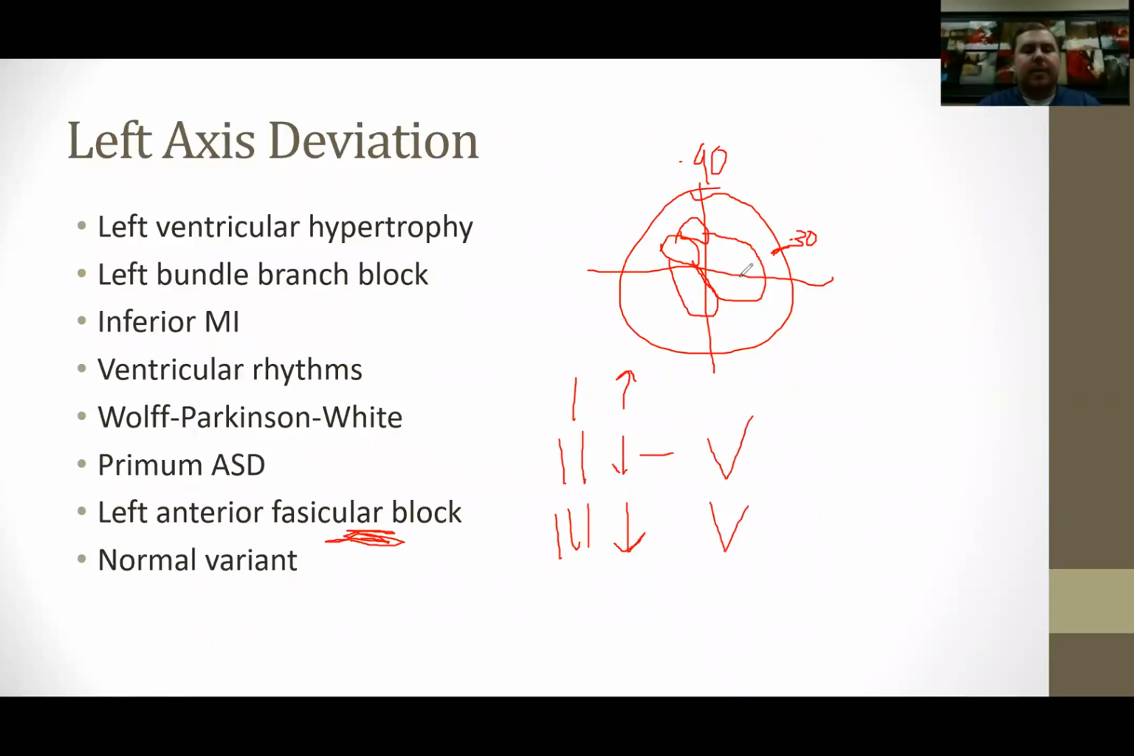A different type of atrial septal defect can cause these issues. And then finally, it's that left anterior fascicular block, which has a strict criteria of negative 45 to negative 60. So just because it's left axis deviation doesn't mean it's left anterior fascicular block like most of us were taught in school.